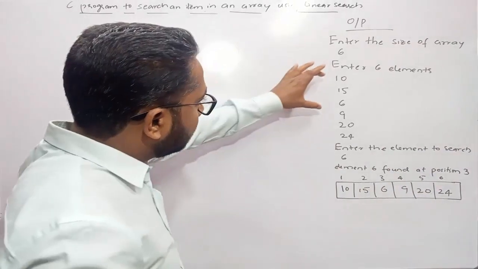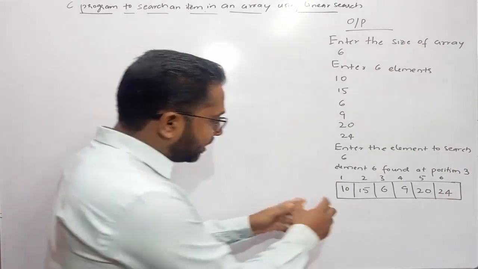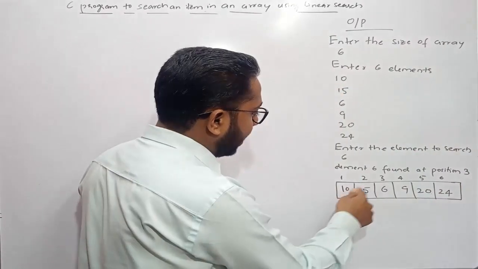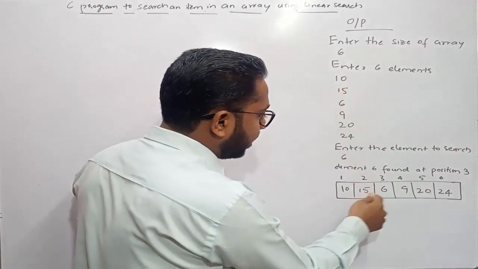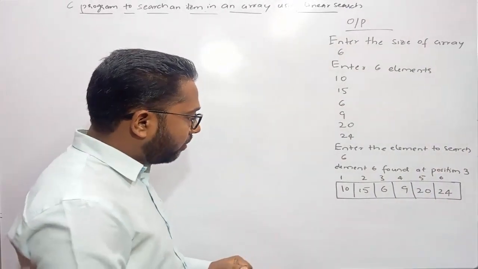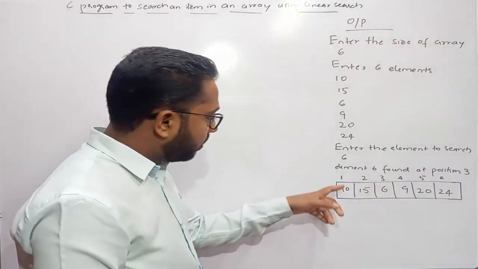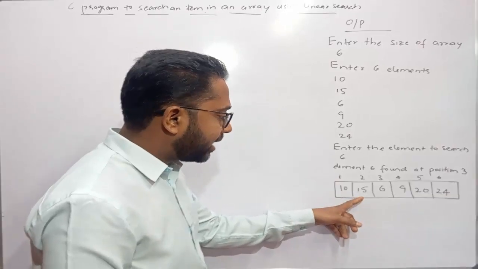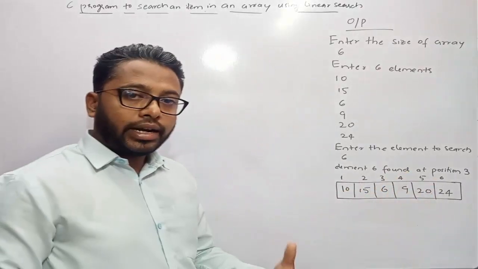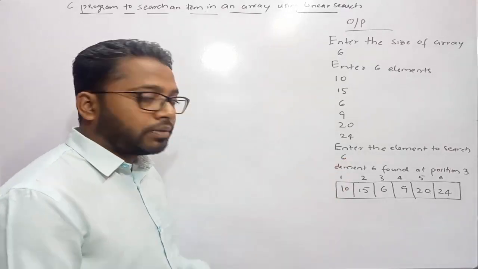When the user enters these 6 items, they get stored inside the array in this manner, where in the first location the element 10 gets stored, and in the second position the element 15 gets stored, and like this each and every item gets stored in the next position in that array, where every position of the array has its own index. The first position I have marked as index 1, and the second position as index 2. Like this each and every position has its own index. With the help of these indexes only, we will be performing the linear search to find the specific item.